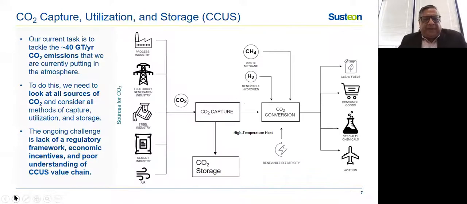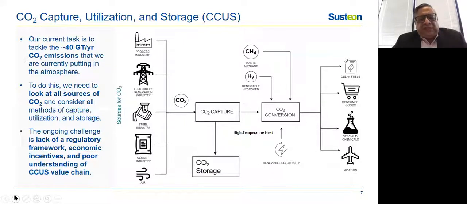With that background, what is really the challenge? Worldwide, we emit about 40 gigatons per year of CO2, and the US is roughly 6 gigatons. If you take the total greenhouse gas emissions, which are about 51 gigatons, we have 80% of the greenhouse gases coming from CO2.